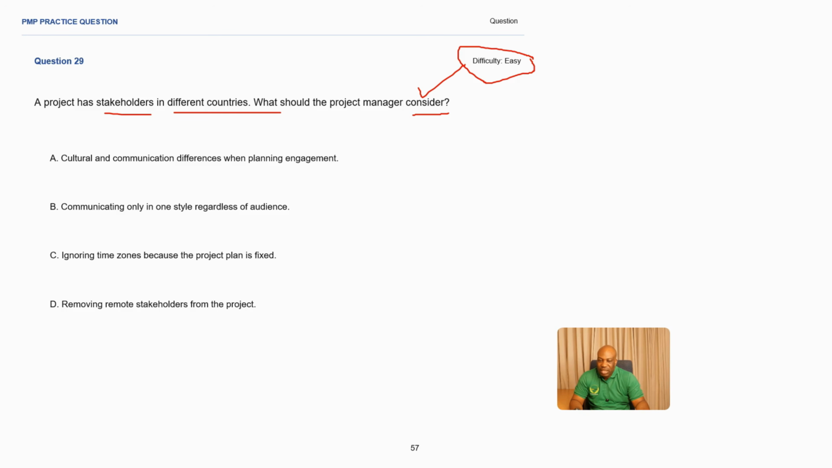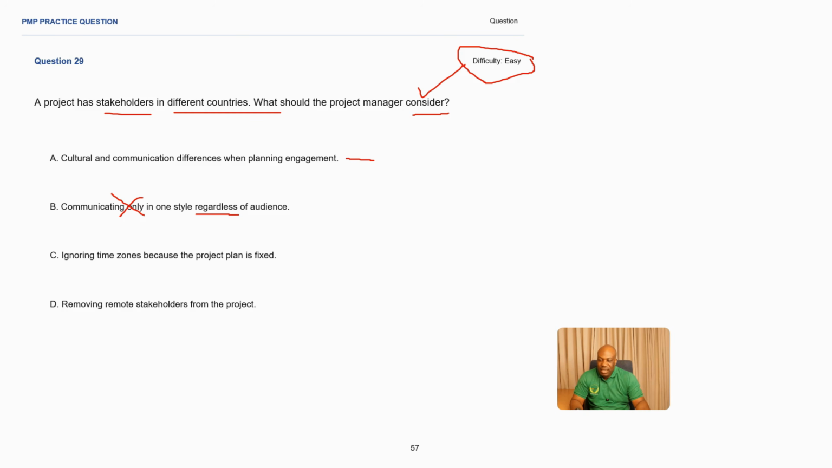Cultural and communication differences when planning engagement. Most likely we are going to have cultural and communication differences if people are in different countries. Okay, so we leave this one out. Communicating only one style regardless of audience. This cannot work. Different countries, different stakeholders, they have different communication needs, even communication styles. So eliminating this one automatically.